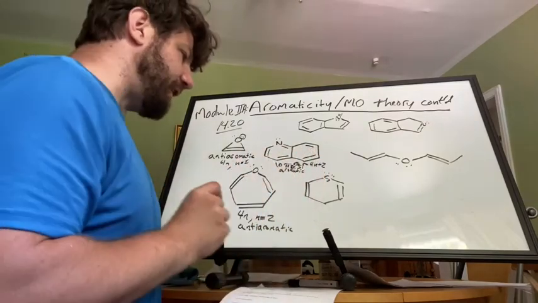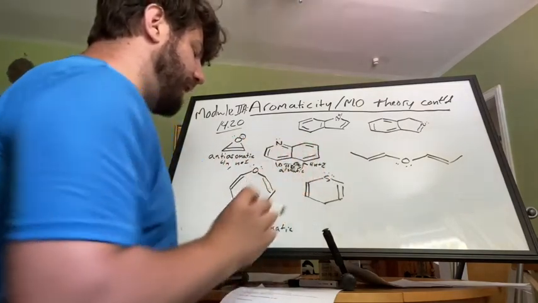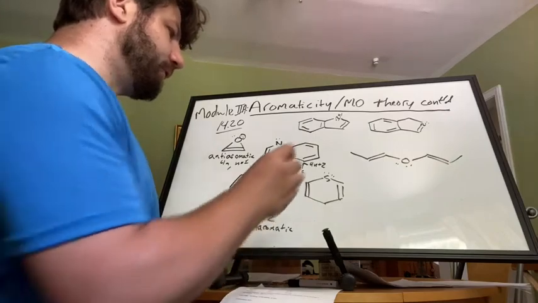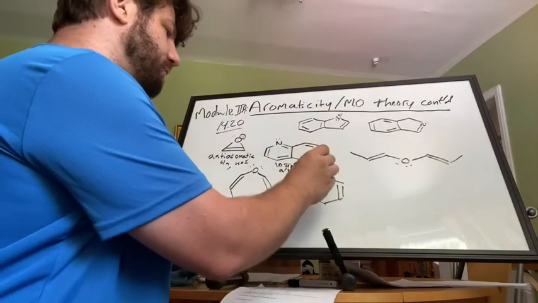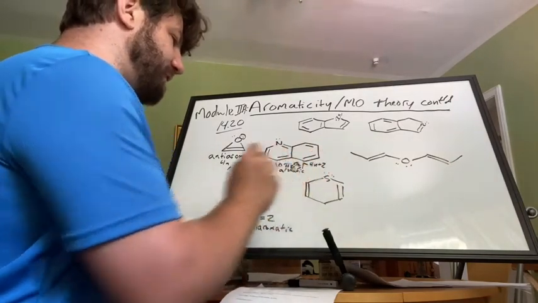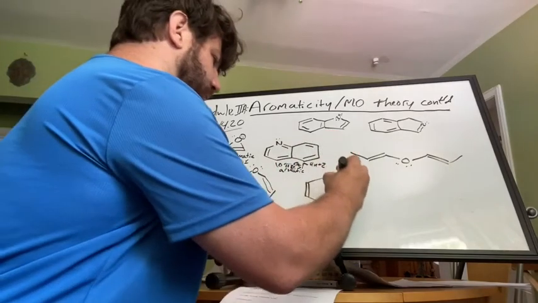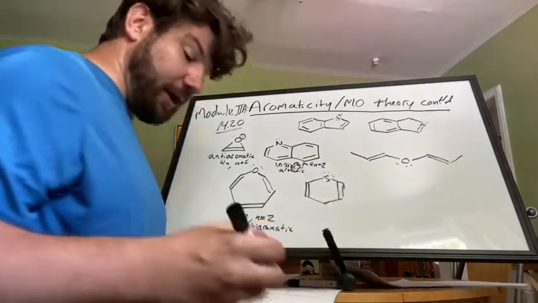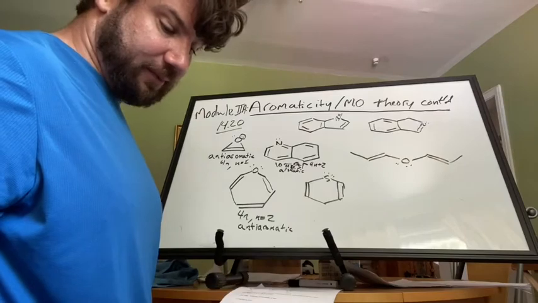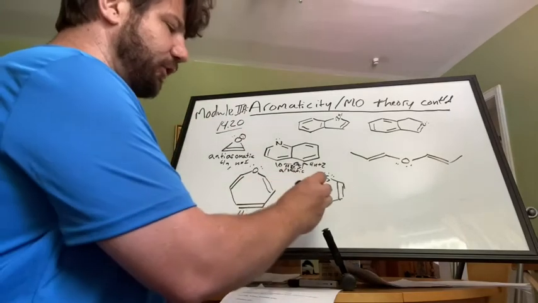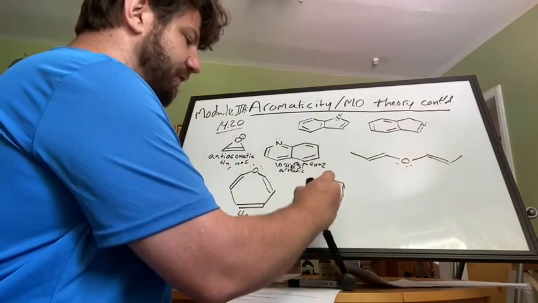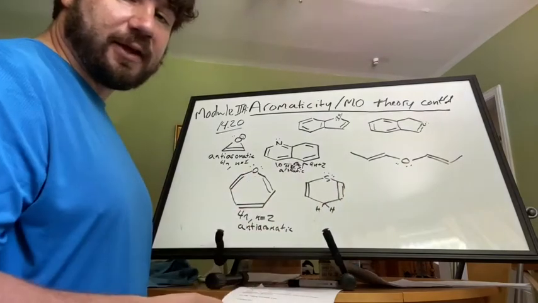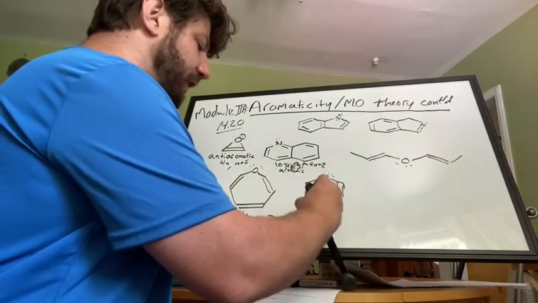Here's a sulfur-containing compound. So we have a lone pair here. We have 1, 2, 3, 4, 5, 6. Okay, so we would think that would follow aromatic. However, this isn't fully conjugated, right? Because you have an sp3 carbon that's disrupting it. So in other words, this is going to be non-aromatic.